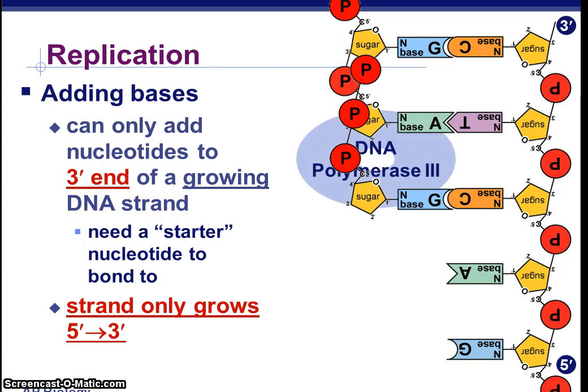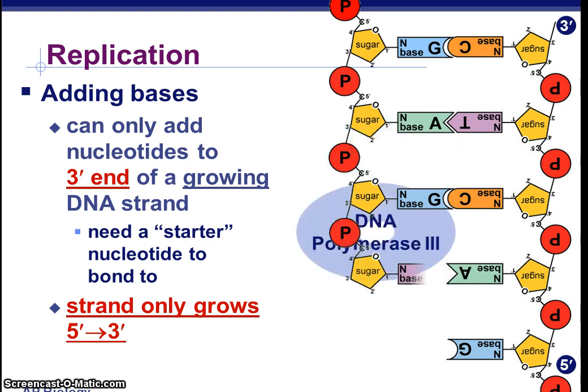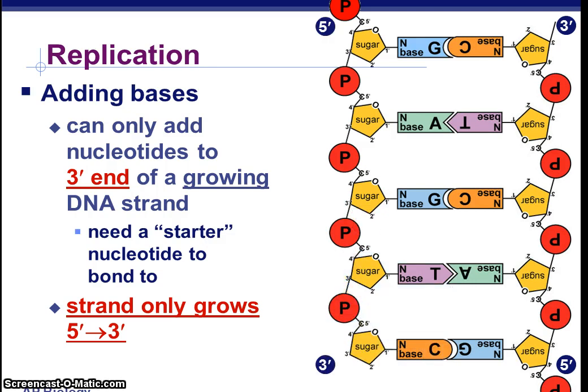There's the energy. Notice those phosphates coming off. The energy. Phosphates have to come off. Energy. Phosphate coming off. Energy. 5' to 3', so that the strand is only going to grow 5' to 3'.